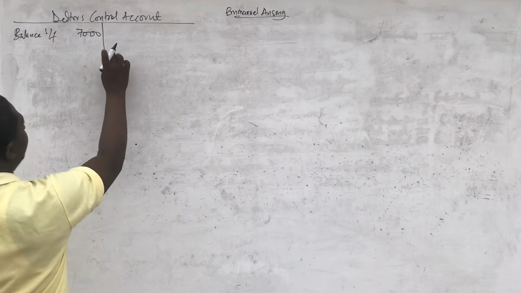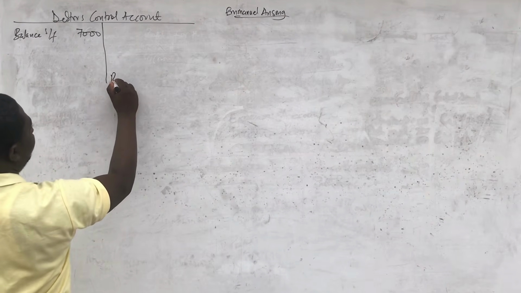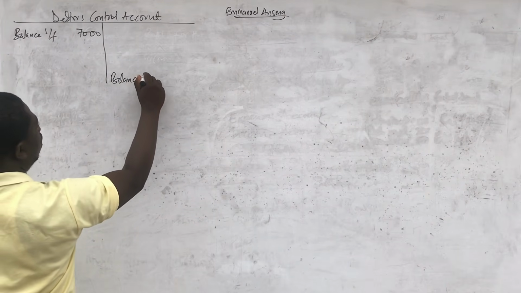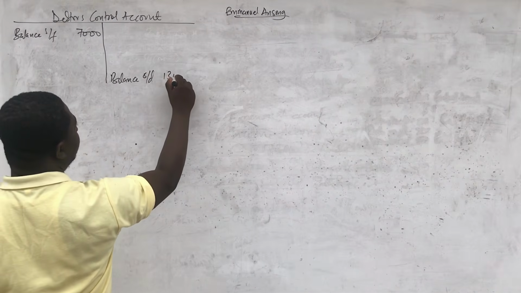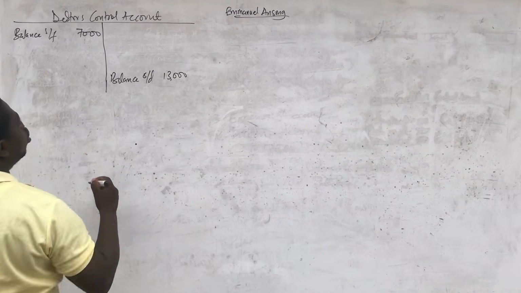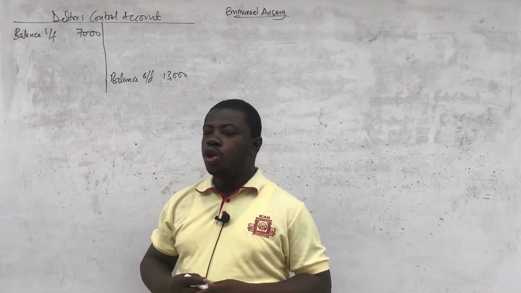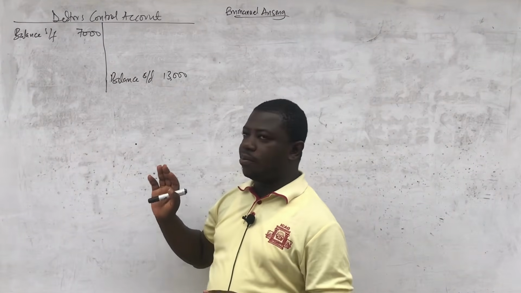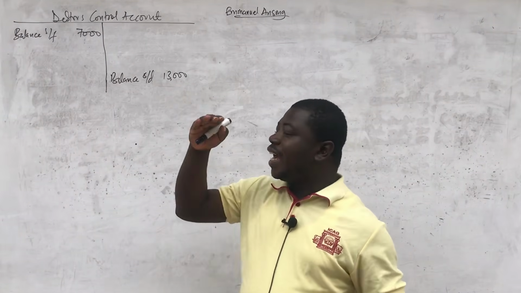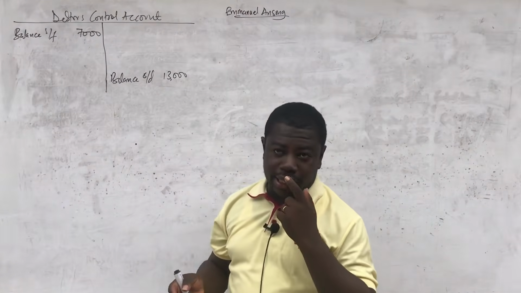So I can leave about 3 spaces and then bring the closing balance carried down to be 13,000. Okay, so that is what we are going to do. And then let us go to the question. Once you've brought the opening and closing balances, let us go and look for any other item that will appear in the debtors control account.